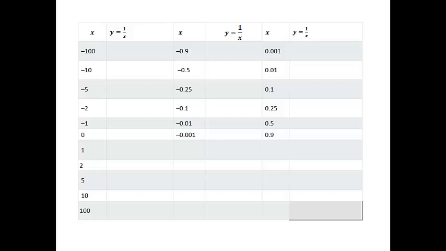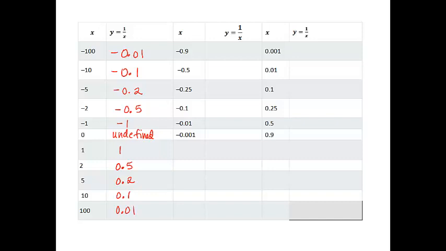When we replace x with these values, let's start with negative 100, we would get 1 divided by negative 100, which is negative 0.01. 1 divided by negative 10 is negative 0.1. 1 divided by negative 5 is negative 0.2. 1 divided by negative 2 is negative 0.5. 1 divided by negative 1 is negative 1. 1 divided by 0 is undefined. 1 divided by 1 is 1. 1 divided by 2 is 0.5. 1 divided by 5 is 0.2. 1/10 is 0.1, and 1/100th is 0.01.